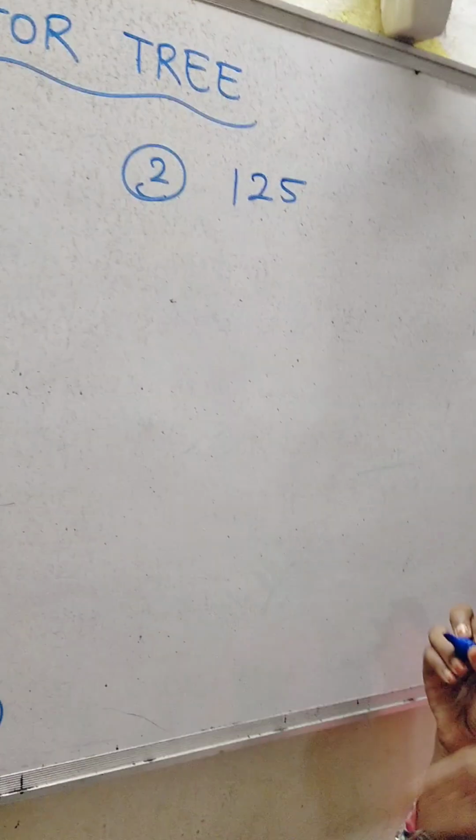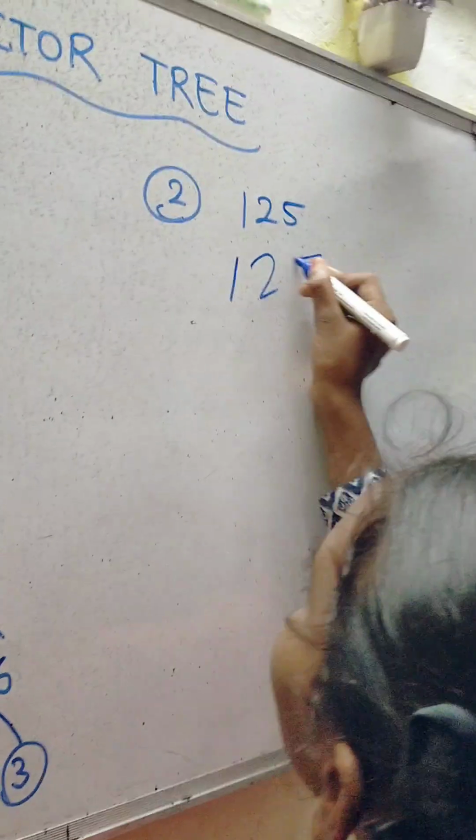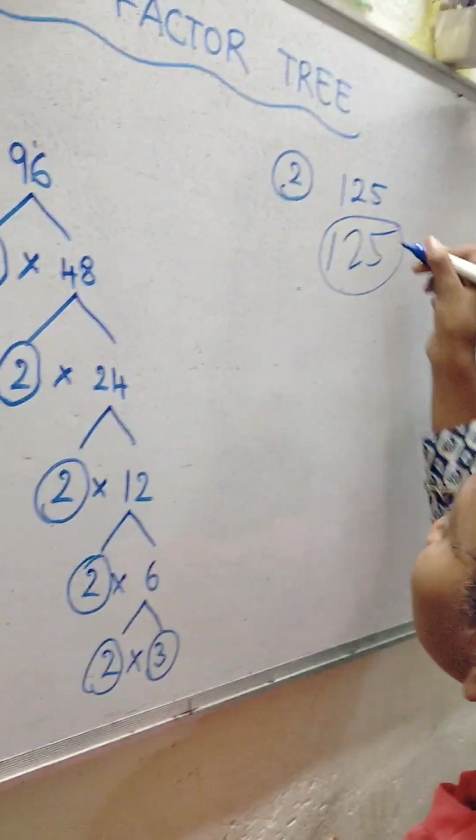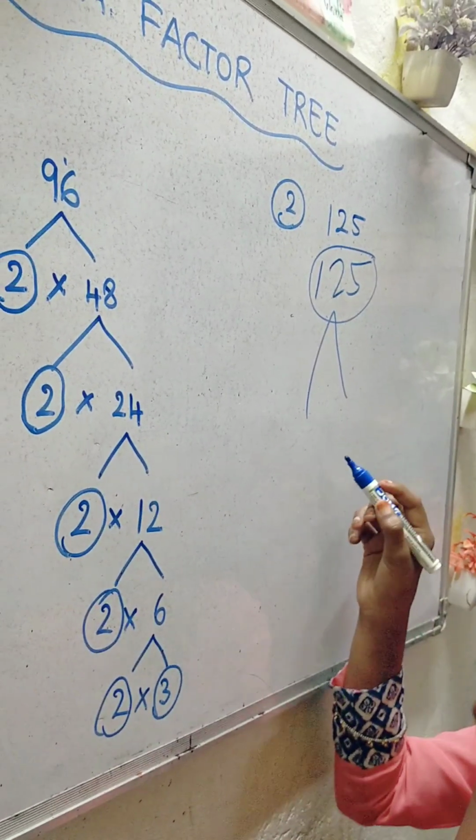Come on, draw a factor tree for it fast. Okay, yes, come on, start splitting it. You have to break it down into its unique prime factors. Yeah, you have to draw the branches.